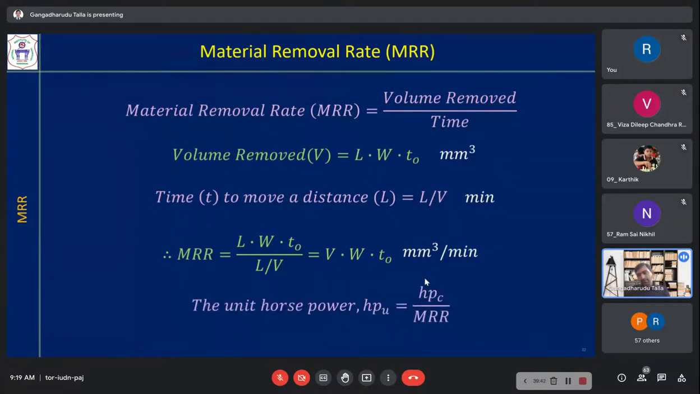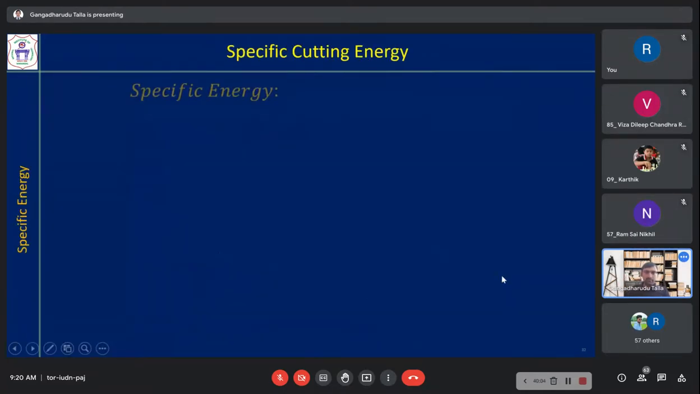Now unit horsepower for removing unit amount of material. So what is the power required, or otherwise for removing 1 mm cube of material, what is the power required? So HPc by MRR.